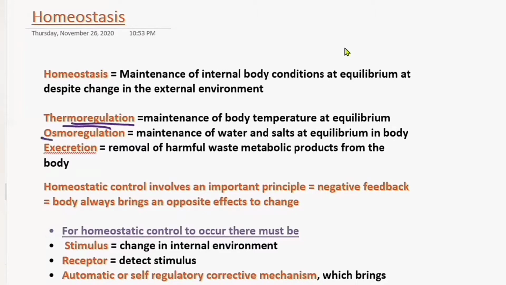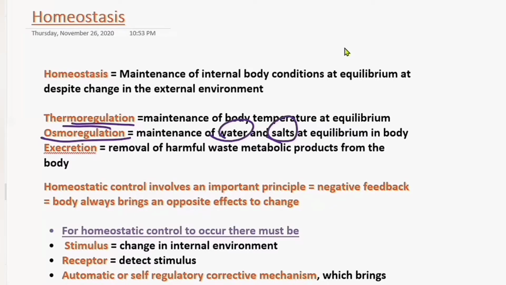Then there is osmoregulation. We have also studied osmoregulation in excretion. It is the maintenance of water and salts at equilibrium in the body. Can you tell me which parts of the body or which organs help in maintaining the concentration of water and salts at equilibrium? The kidneys. Yeah, kidneys help in maintaining the concentration of water and salts at equilibrium. So it's also known as the osmoregulatory organ along with the excretory organ.